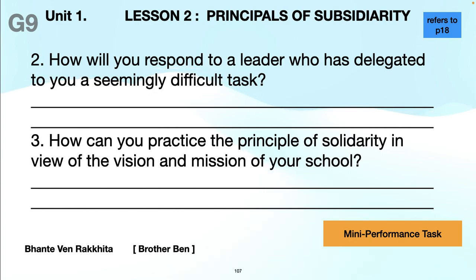On to questions two and three. How will you respond to a leader who has delegated to you a seemingly difficult task? And three, how can you practice the principle of solidarity in view of the vision and mission of your school?